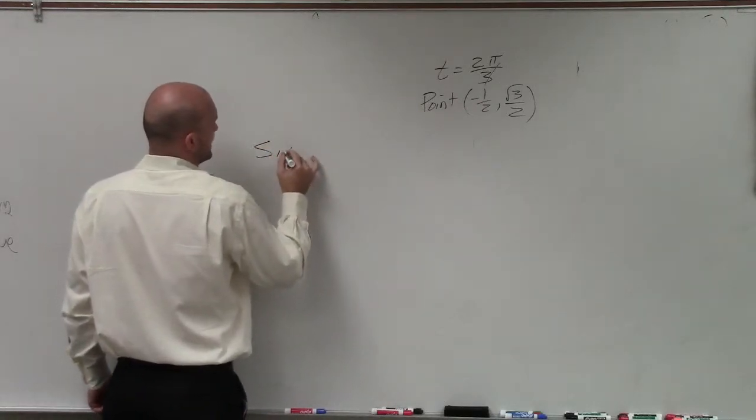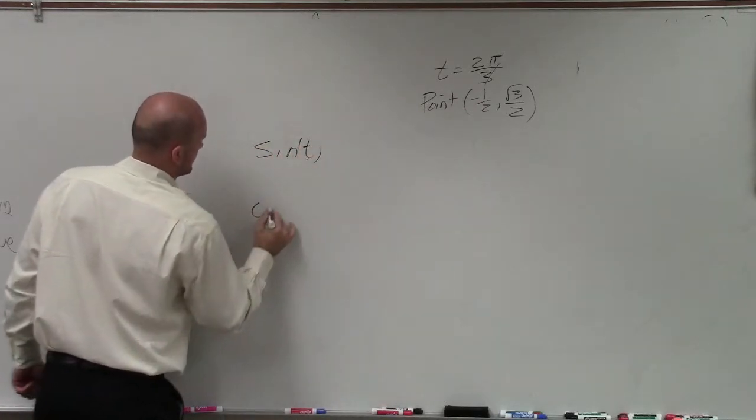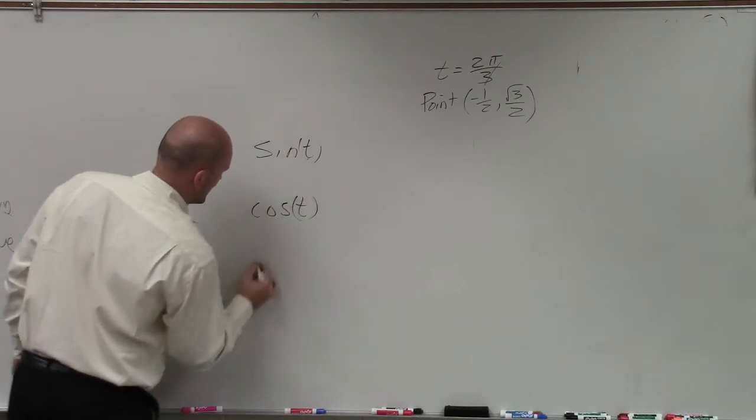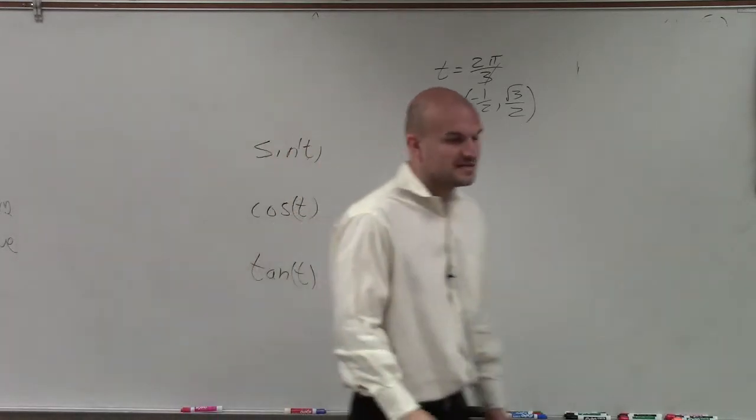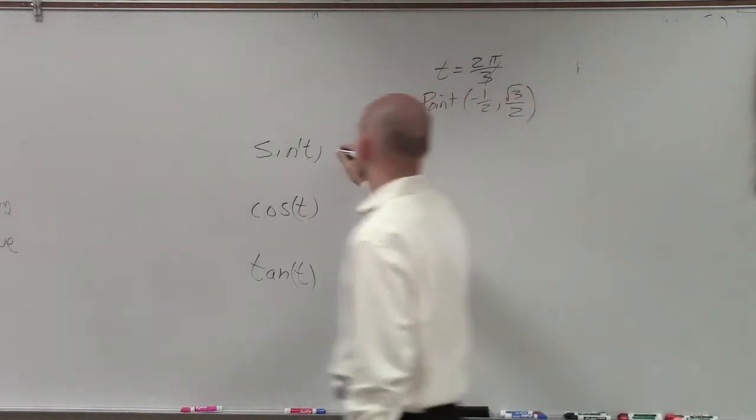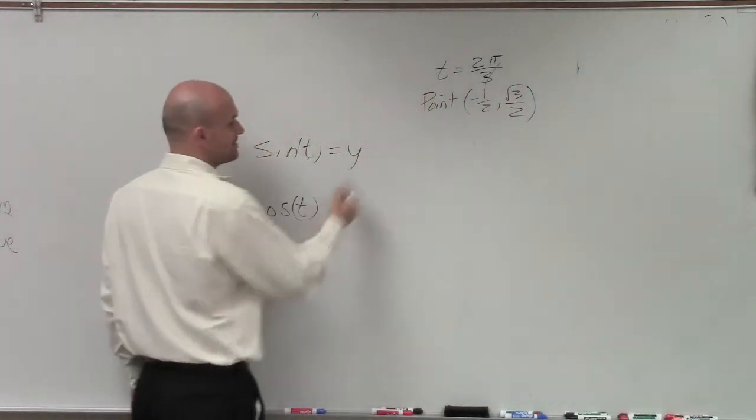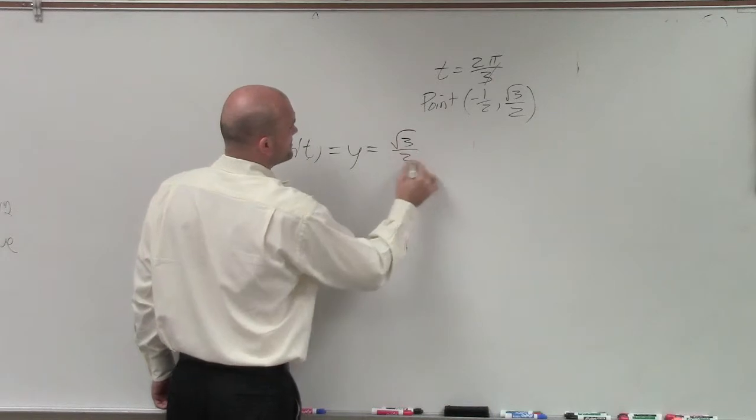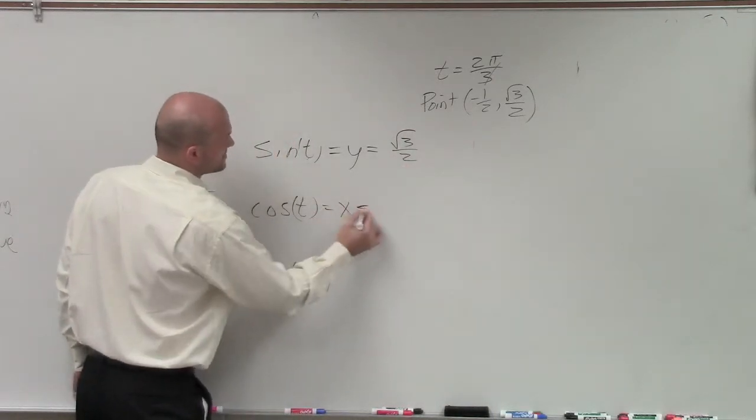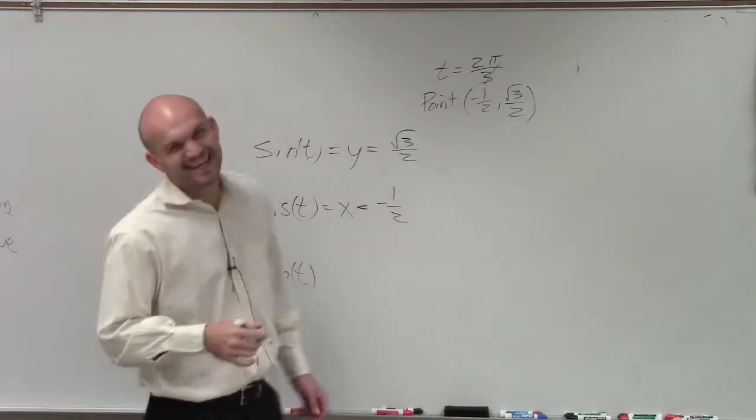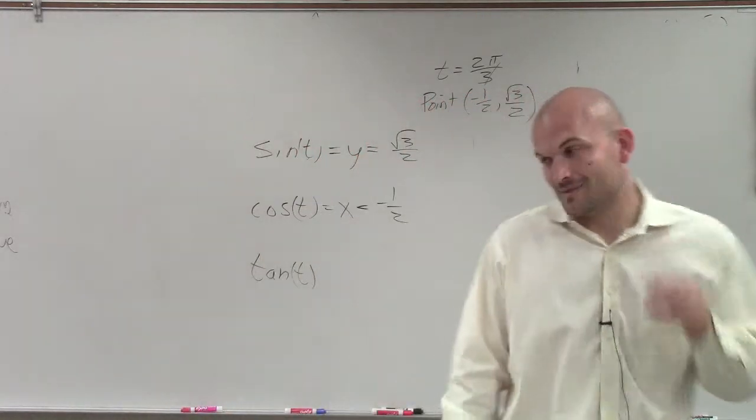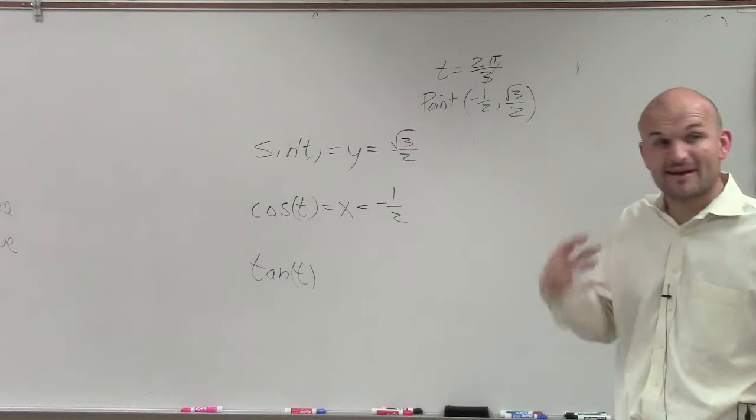So I have sine of t, cosine of t, and tan of t. OK, so the sine of t, remember that represents the y-coordinate. I always like doing sine and cosine. Those are always fun. So that's square root of 3 over 2. Cosine is x. That's equal to the x-coordinate, so that's -1/2. Tangent, not so fun, right? Especially getting into these, because now we have to do y over x.